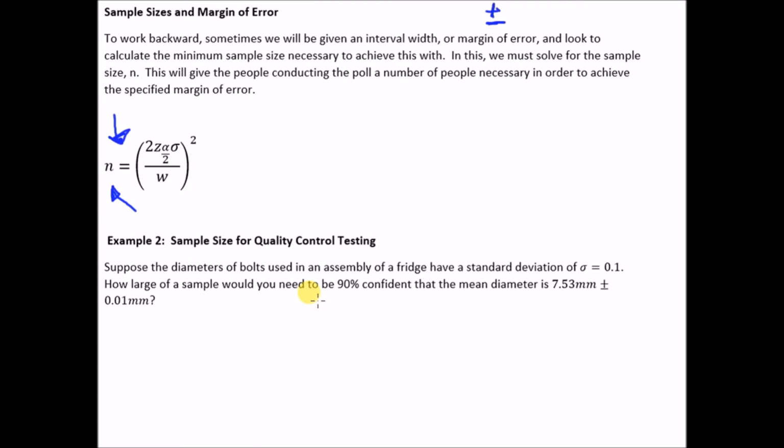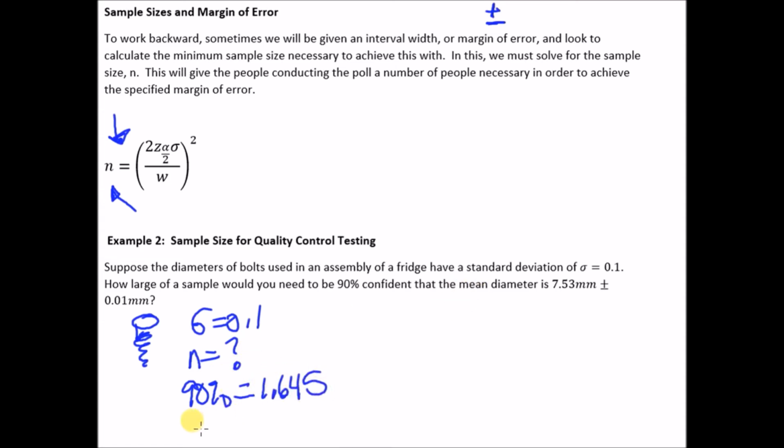So this is what we are going to take a look at. Sample size for quality control testing. Suppose the diameters of bolts, so you guys know what a bolt is, used in assembly of a fridge have a standard deviation of 0.1. How large of a sample, so when you're asked for a sample, it's n equals question mark, would you need to be 90% confident? And 90%, if we look that up on the chart, we get 1.645.